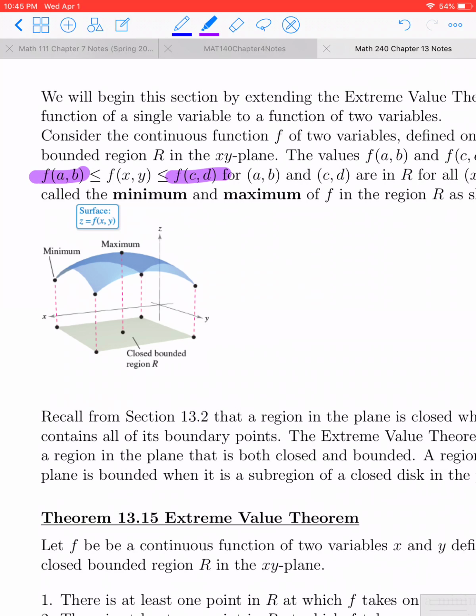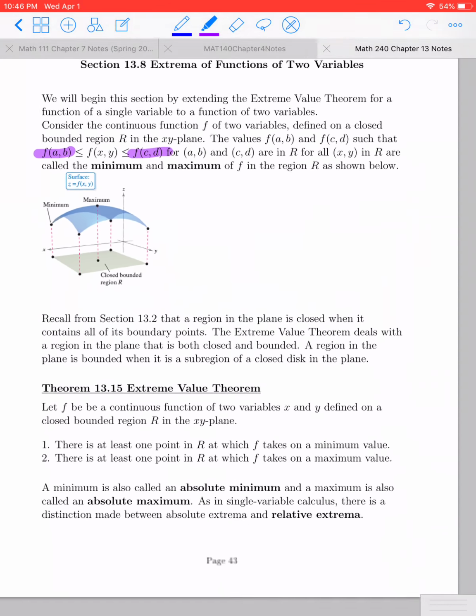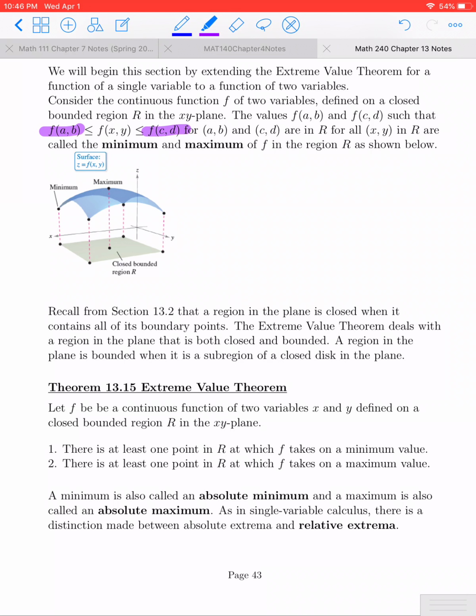Graphically, if you were to look at this type of function, it would be in three dimensions. Visually, the minimum would be the lowest value of the function within that bounded region, and the highest point would be the maximum of the function in that region. So this is what we have. We have the extreme value theorem.